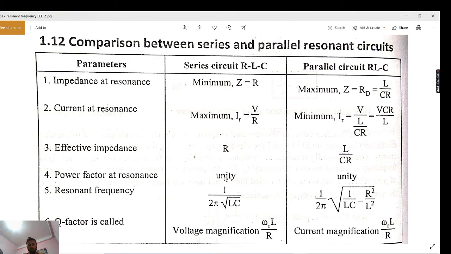Similarly, the power factor at resonance, in series and parallel both, is unity. The resonance frequency for series is given as 1 upon 2 pi root under LC, and similarly in case of parallel we have 1 upon 2 pi root under 1 upon LC minus R square upon L square. The quality factor in the series circuit is called voltage magnification, that is omega R L upon R, and in the case of parallel, the quality factor is called current magnification, that is omega R L upon R.